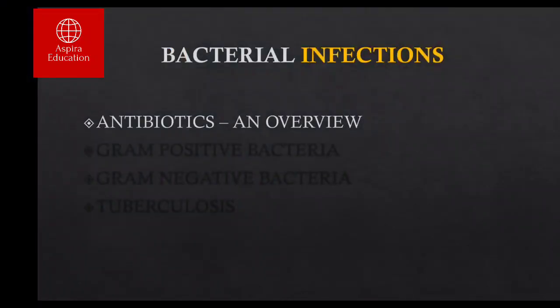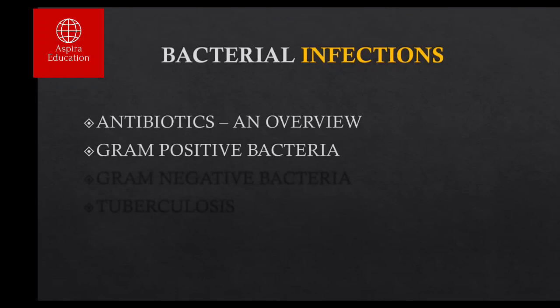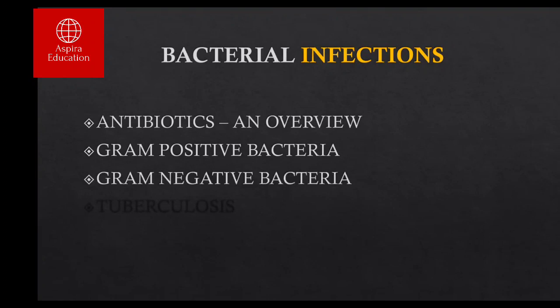Bacterial infection: we will have an overview about the antibiotics, because the mechanism of action of common antibiotics is a very common area from which a lot of questions come, especially in the MRCP Part 1 exams. And we'll see an overview of the antibiotics. Then we will see some gram-positive bacteria which are important from the UK perspective, then some gram-negative bacteria, and we will see Mycobacterium tuberculosis along with the other infections.